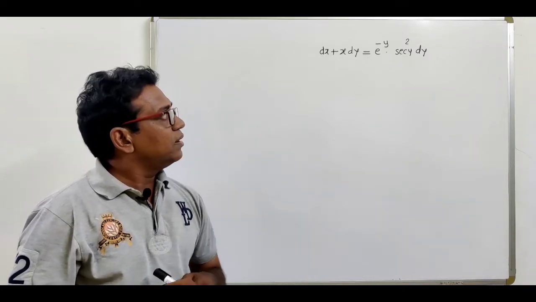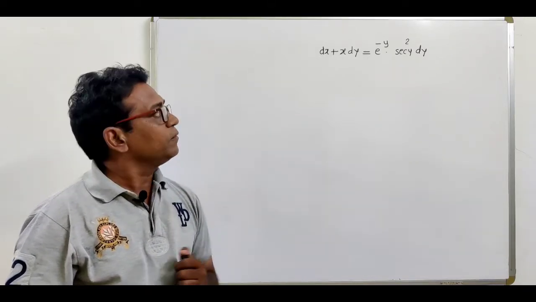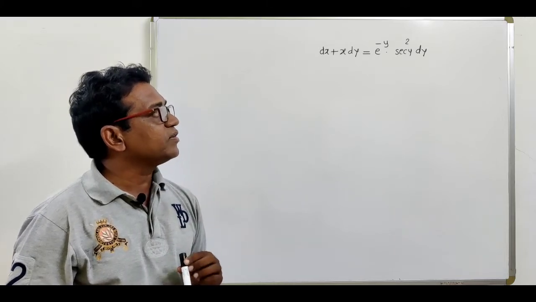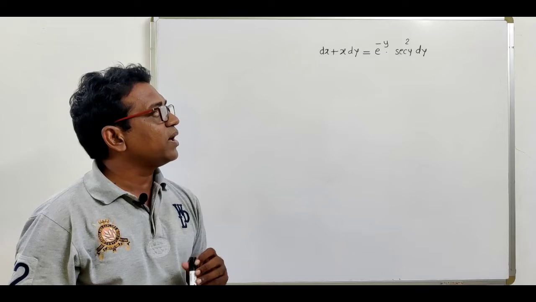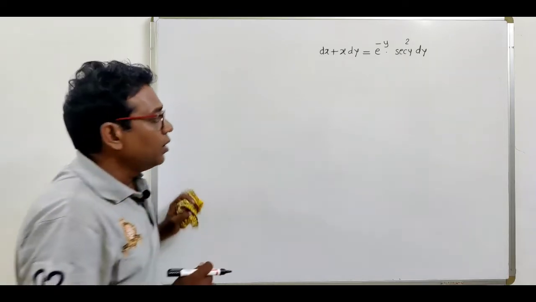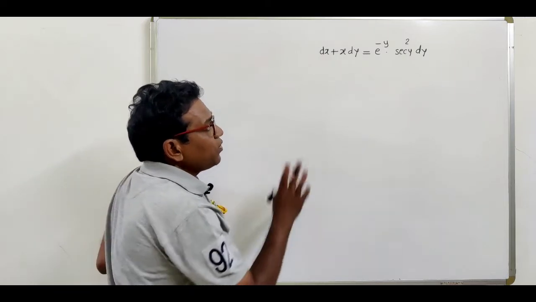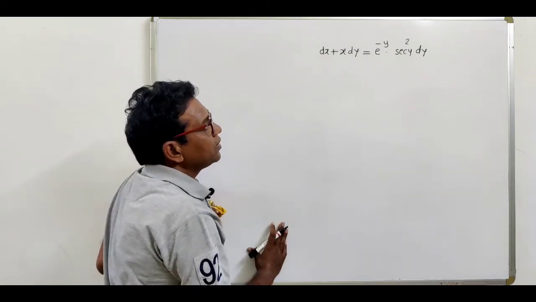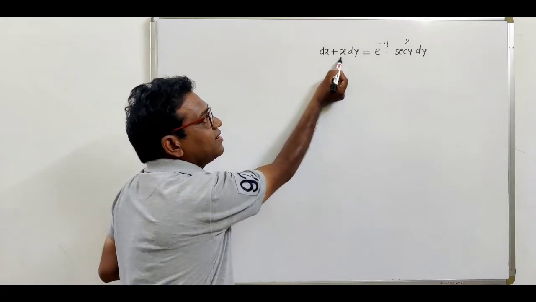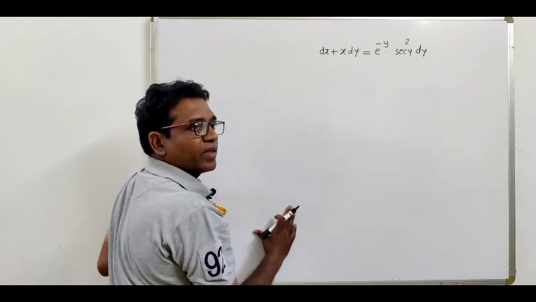Now see, let us solve this example. dx plus x dy is equal to e raised to minus y into sec square y into dy. Now see, what is our first observation? This differential equation contains just a single x. There is no other x.